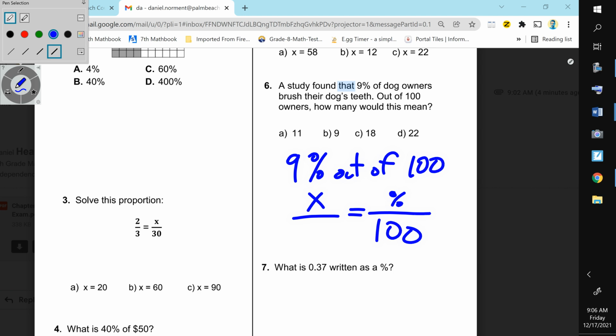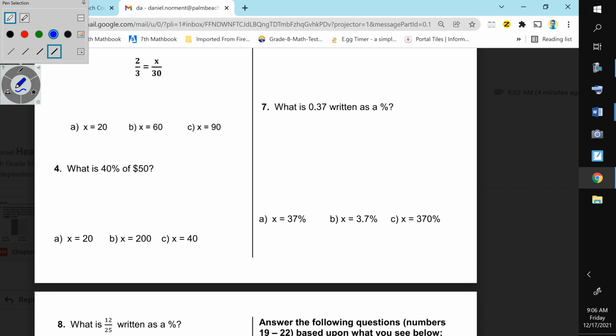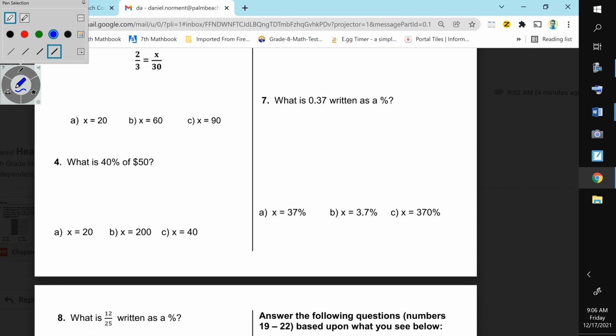Just for the record, 100's also going to go here because that's your of. Okay. So finish setting it up and then solve. If you can't do it in your head, a lot of you should be able to.